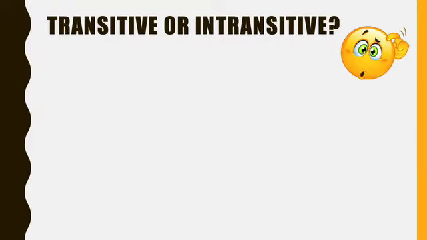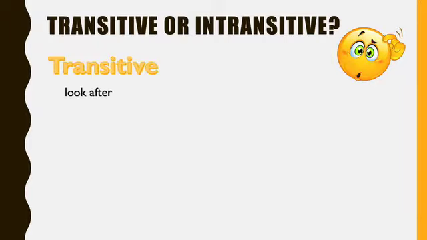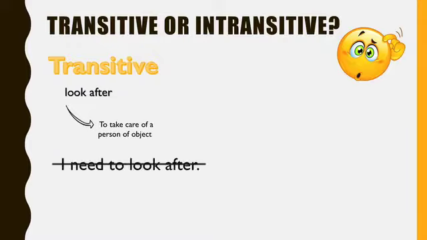For example, the phrasal verb look after, which means to take care of a person or an object, is a transitive phrasal verb. This phrasal verb always has to be followed by a person or object. You can't just say, I need to look after. I would be asking, who or what? It doesn't make sense.